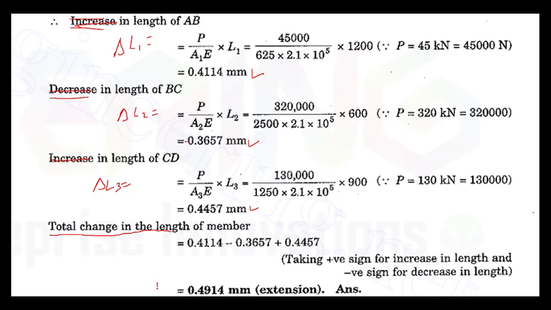So a total of 0.49 mm extension. A positive sign means extension or increase in length. A negative sign means decrease in length. So a total extension of 0.49 mm is observed in the question. Very important question. You must try this question twice.